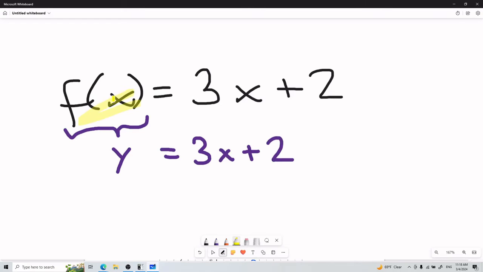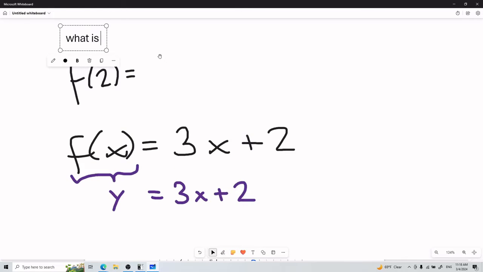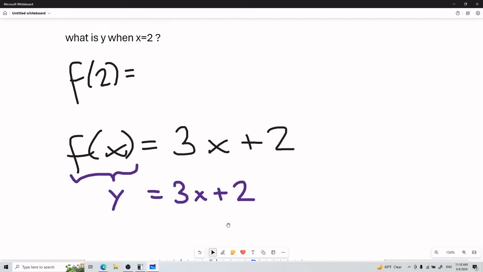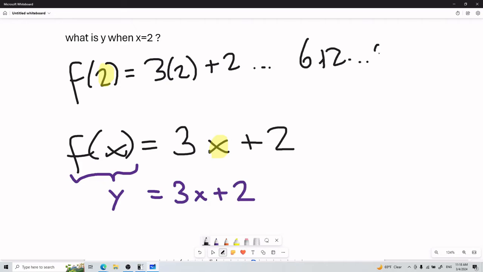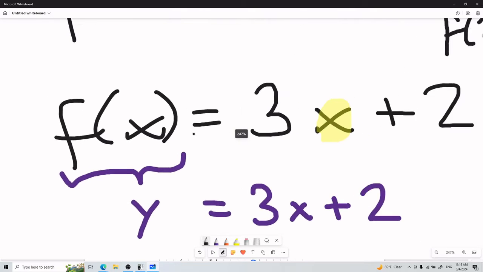Alright, so why do mathematicians use f of x? Because then you can keep good track of what you're plugging in for x. For example, f of 2 is basically you asking your function, what is y when x equals 2? And that is why for f of 2, you plug this 2 into this x, and you end up with 3 times 2 plus 2. In other words, 6 plus 2, in other words, 8. So f of 2 equals 8. See? All right, so that is sort of the intuition of what is f of x. f of x is basically just y.